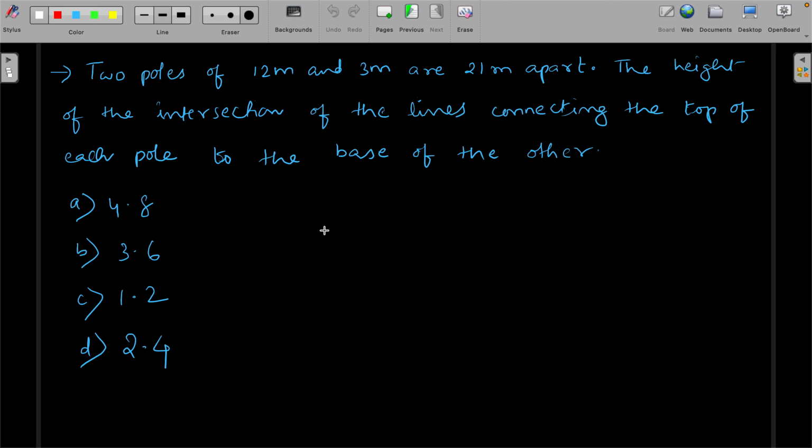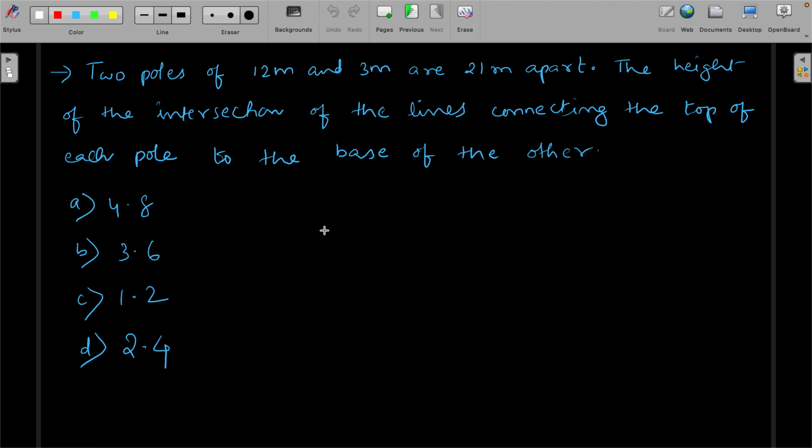First, let us understand what they have given. They have given that there are two poles. One pole is of 12 meters height and the other is of 3 meters height. And these two poles are separated by a distance of 21 meters. We need to find out the height of the intersection of the lines connecting the top of each pole to the base of the other.